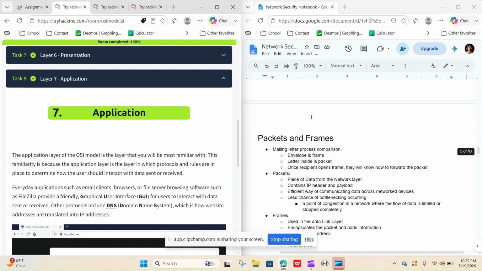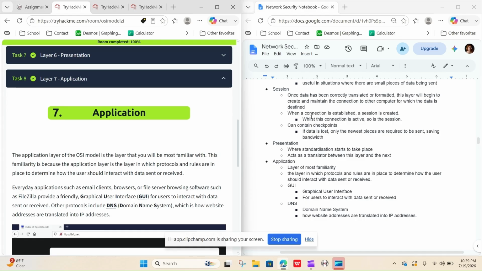And that is the layer which most people have familiarity with, and this layer decides which protocols and rules are in place using graphical user interface, GUI, or domain name system, DNS, which is how website addresses are translated into IP addresses.